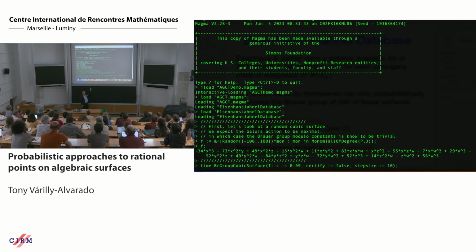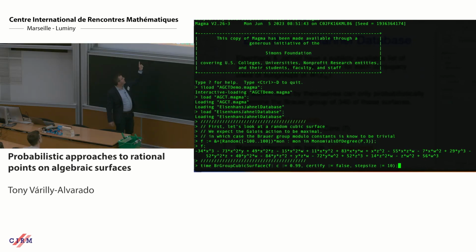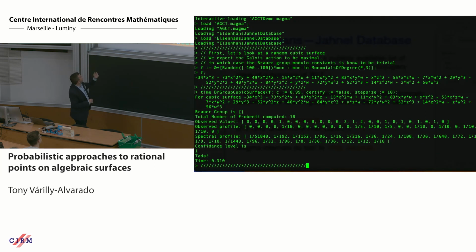Okay, so this C is the confidence. I want it to be 99% confident. We can set it higher if we want. Certification is false. So you might want to try to certify this thing. I don't want to do that right now. I just want to do the Bayesian calculation. And the step size is how many Frobenii we collect at a time before we analyze the data. So I do that. Okay, 0.3 seconds.